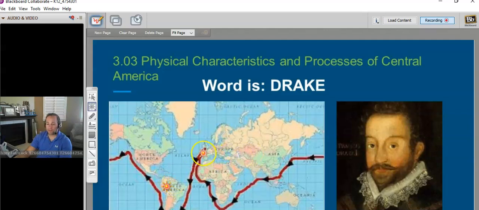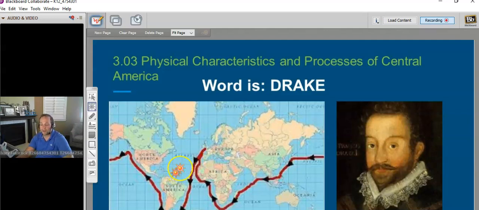And so what happened was the Spanish came in and they invaded and they took all of these guys' gold. And so what happened was that they would go and ship that gold back to Spain. Well, Sir Francis Drake came in and intercepted one of these Spanish ships, and they got all the gold from it.